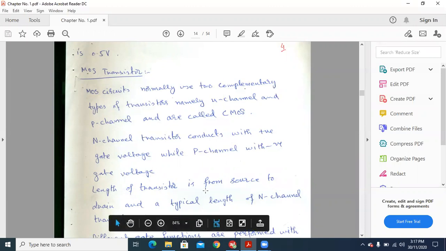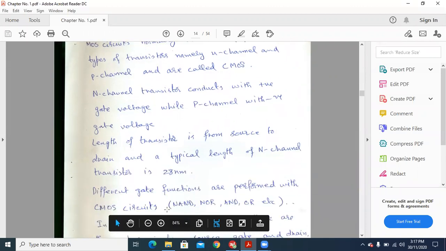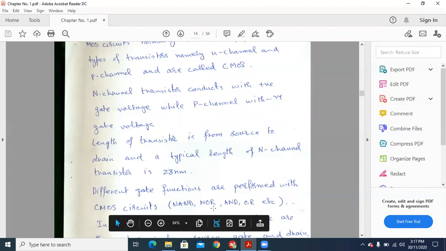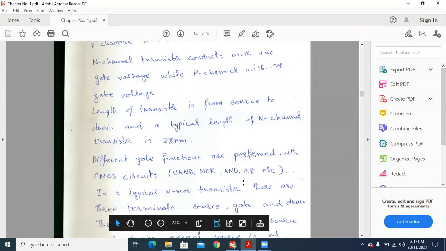So the length of the transistor is from source to drain. So for a typical NMOS transistor, its length is around 28 nanometer. The PMOS and NMOS are interconnected with each other to form different logic gates like NAND, NOR, AND, OR, etc.